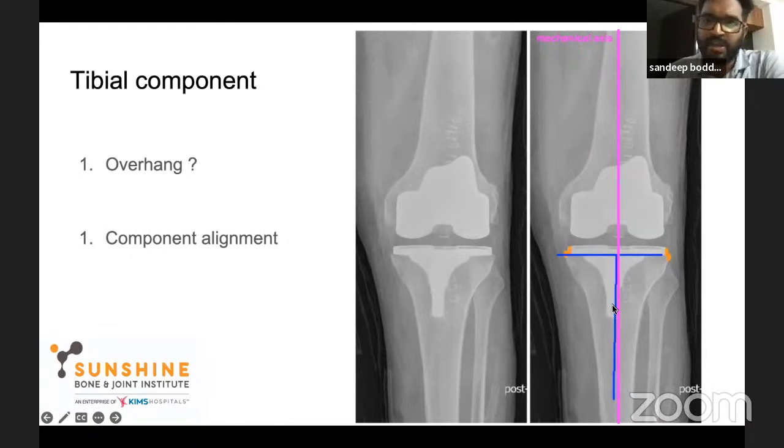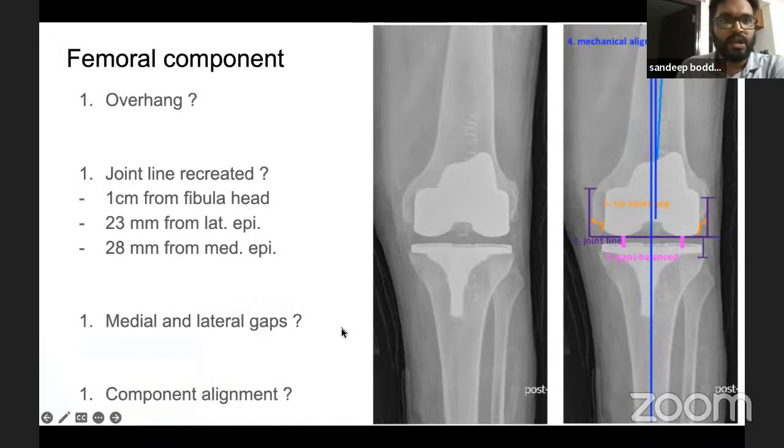The acceptable error is plus or minus 3 degrees. If you're aiming for neutral, as was explained in the last class, you will be somewhere between 3 degrees varus and 3 degrees valgus, which is acceptable. But if you are thinking of doing a functional alignment with conventional TKR jigs, and you are trying to achieve 3 degrees varus, you will be somewhere between 0 and 6 degrees varus, which is not acceptable. So here you can see in this X-ray, the tibial component is almost well aligned. And now come to the femoral component in anteroposterior views.